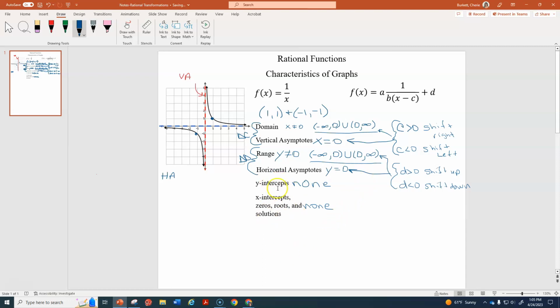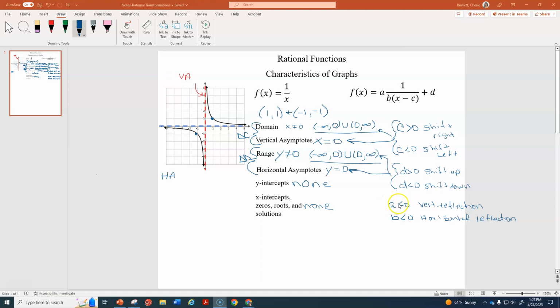And then just depending on what your equation looks like will be how you determine your x and y intercepts. And we'll look at some specific examples in just a second. So I'm going to talk about A and B kind of at the same time.